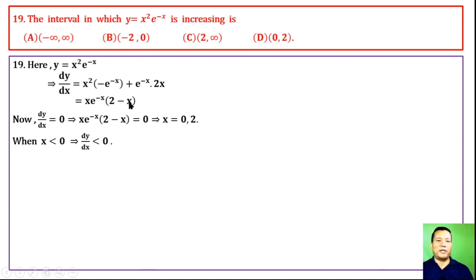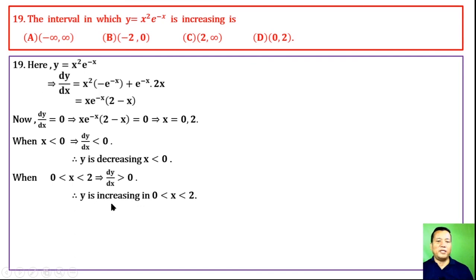When x is less than 0, the value of dy by dx is negative. Therefore, y is decreasing for x less than 0. When x is lying between 0 to 2, dy by dx is always positive. Therefore, y is increasing in 0, 2. When x is greater than 2, the sign of dy by dx is negative. Therefore, y is decreasing for x greater than 2. Your correct answer is the open interval 0 to 2.